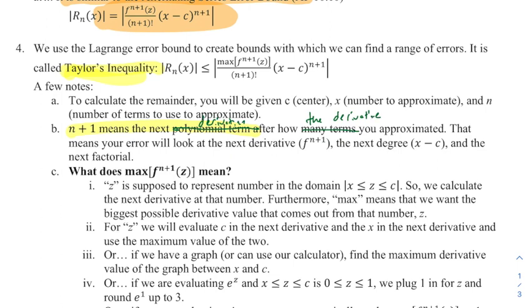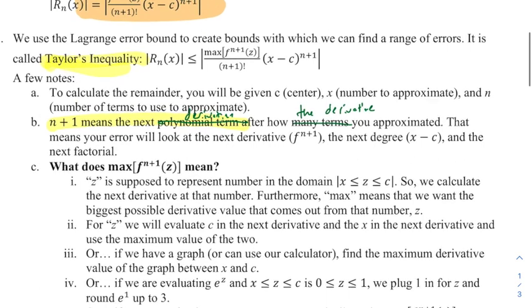So it's just like we saw. Okay, think about the alternating series error bound test. The n plus 1 was the next term. Well, here it's not the next term. It still technically means the next term. However, remember, n doesn't represent the number of terms necessarily. It represents the degree of the term. Reading on, so that means that your error will look at the next derivative, f to the n plus 1 power, and the next degree, x minus c to the n plus 1 power, and the next factorial. Okay, so that's not really the hard part.